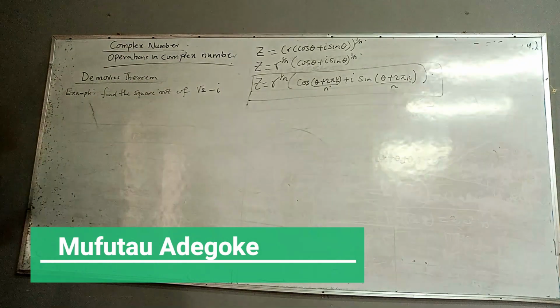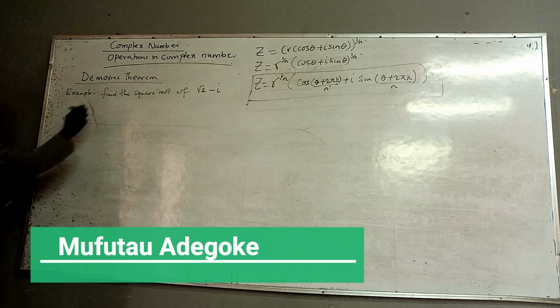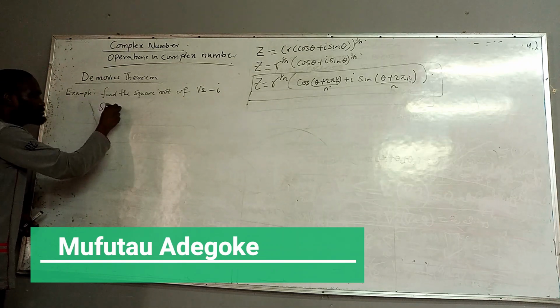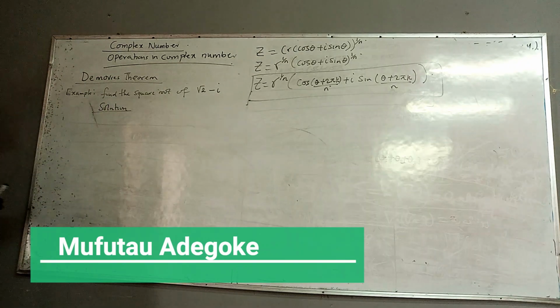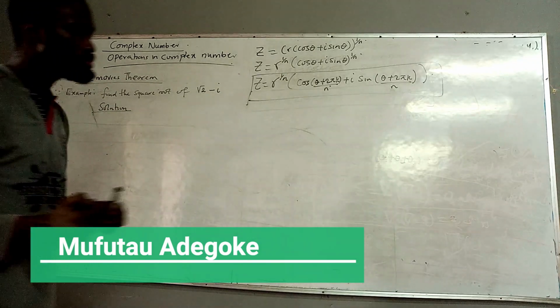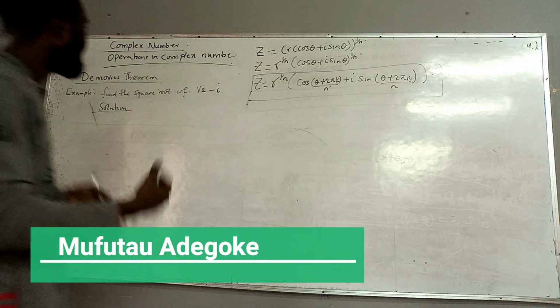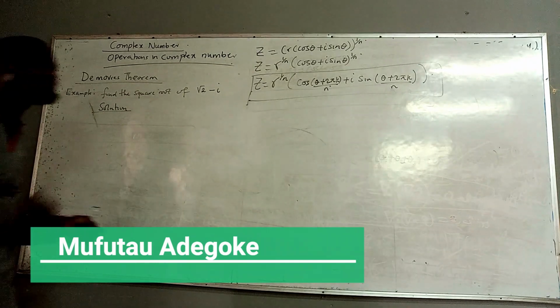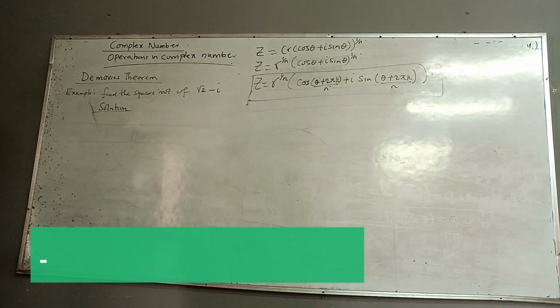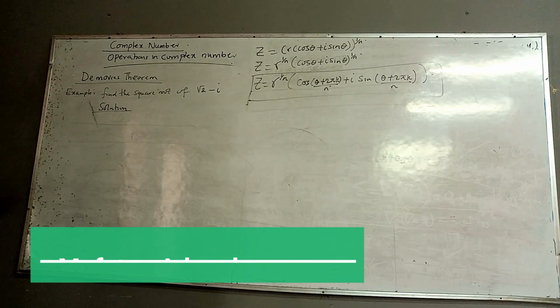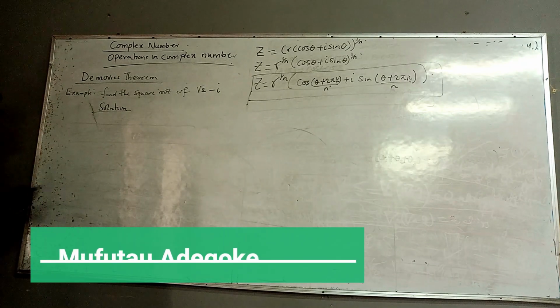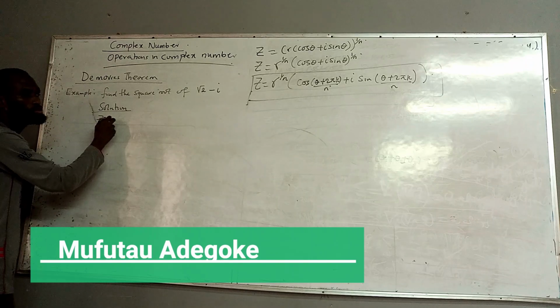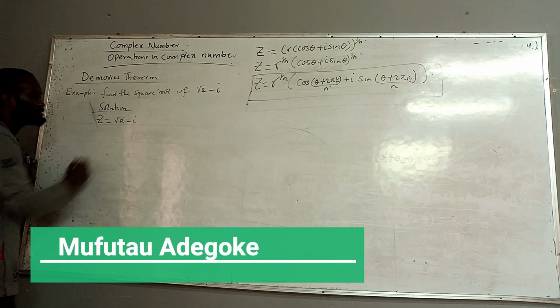Now, let's look at the solution to this. Whenever you want to find a square root, or the nth root of a complex number, the best thing is for you to take that complex number to what? To polar form. Now, if I want to take this complex number to polar form, let me call it z, which equals the square root of 2 minus i.